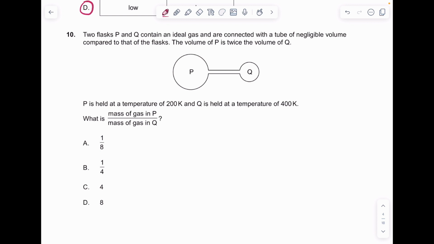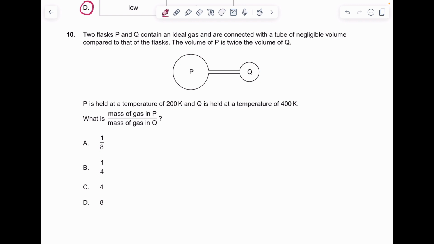2 flasks, P and Q. We've got an ideal gas. They're connected with a tube, negligible volume. Volume of P is twice the volume of Q. We've got the temperature of P and we've got the temperature of Q. We want what is the mass of the gas in P and the mass of the gas in Q. So the gas is the same throughout both containers.